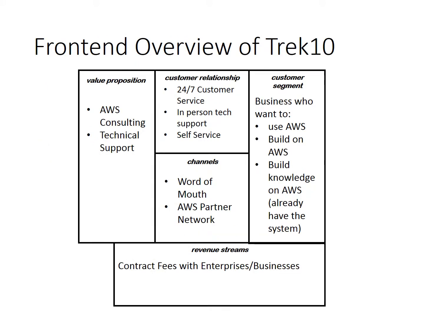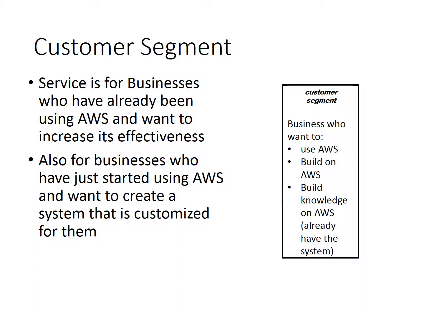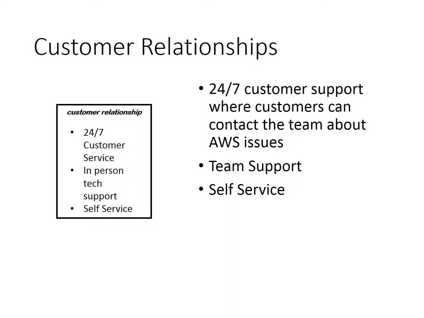Now to dive into the front end of Trek10. The customer segment includes businesses or enterprises that already use AWS but want to build on top of it or on behind it. Those who use AWS but want to increase the effectiveness of it, and also those who may just be starting out with AWS and want to create a system that is customized just for them. The relationships between these businesses and Trek10 are through 24/7 customer service, in-person tech support or consultations, and self-service.